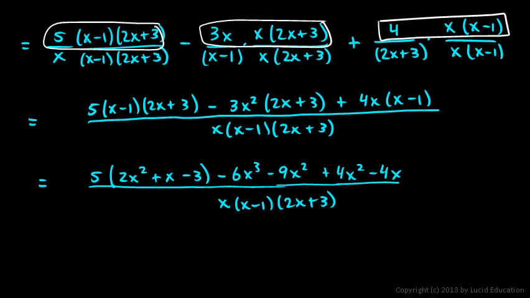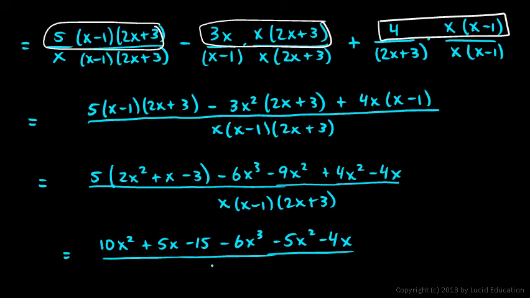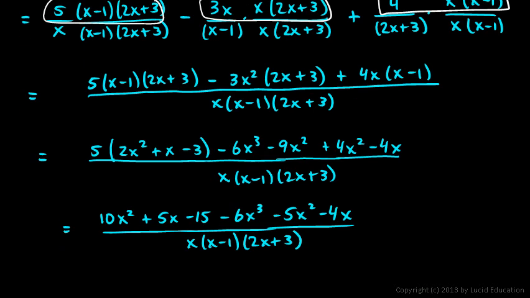Okay. Now distribute the 5 and we get 10x squared plus 5x minus 15 minus 6x cubed. Let's see, we can combine these. Minus 9x squared plus 4x squared is minus 5x squared minus 4x. Okay, and then we have x minus 1, 2x plus 3 in the denominator.